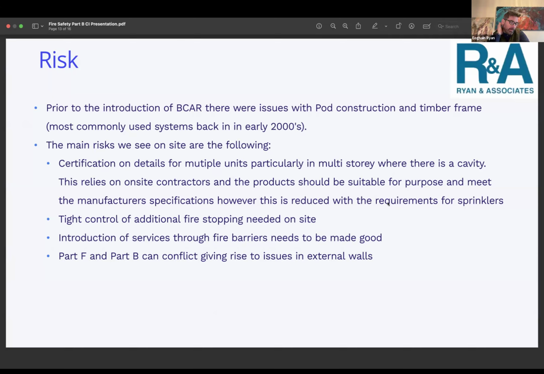Introduction of services through fire barriers always has to be made good. Again, we see these issues commonly on site, with items being broken through and not being sealed properly, again with different products. And Part B and Part F for ventilation can conflict when it gets to external walls, because the external wall has to breathe, but then we're also looking at cavity barriers, and there are open space cavity barriers, and some people are again specifying the wrong products, but it's few and far between. It's getting better all the time on site, and the risk is continuously being reduced because of the learnings of every design team, and everything is factored in prior to site.